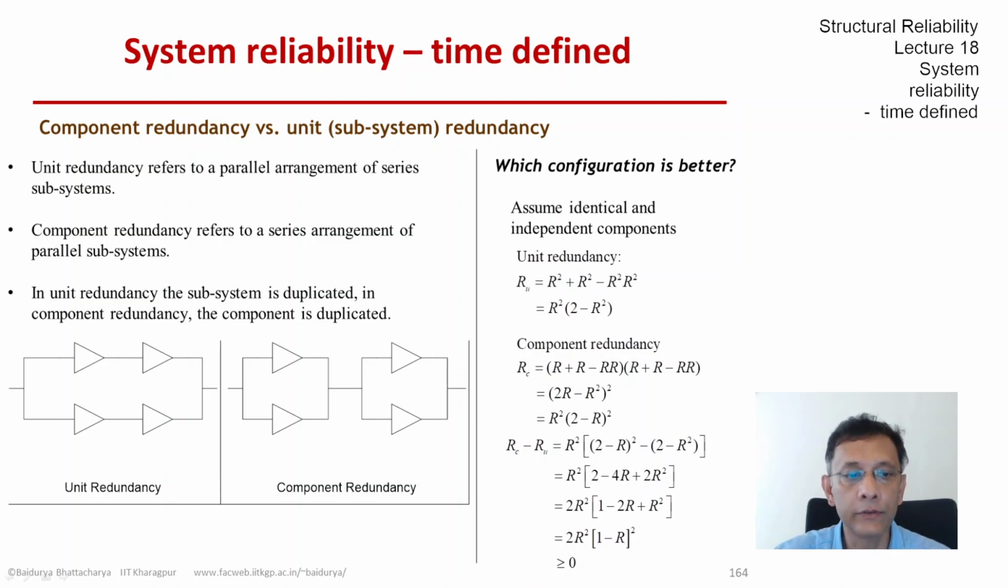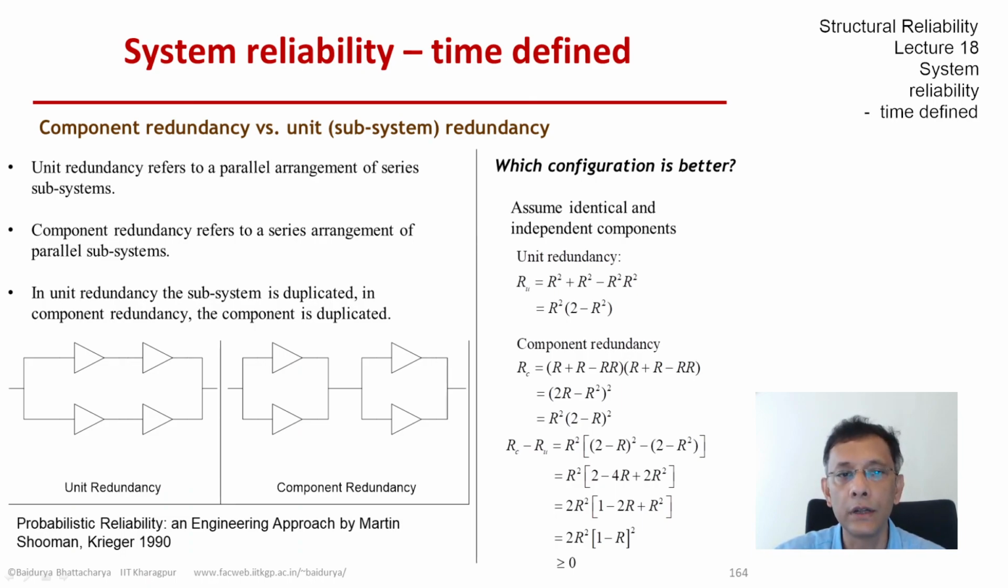This can be generalized, of course, under various values of the number of elements in each subsystem, but the general conclusion is that component redundancy is better than unit redundancy. And for more details, you could read the excellent book by Martin Schumann.